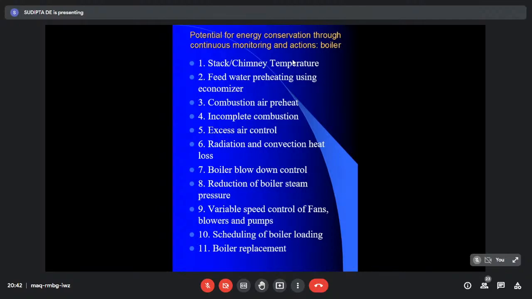Complete combustion of fuel in a boiler never happens with stoichiometric air fuel mixture.